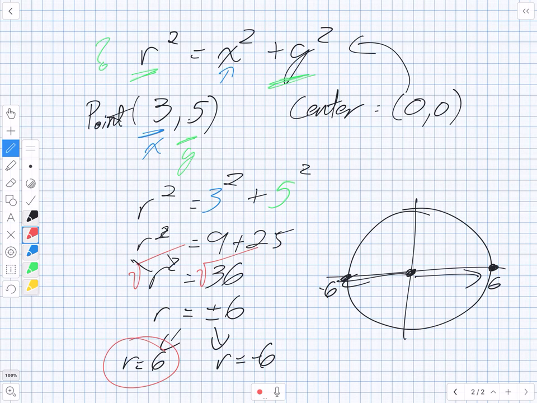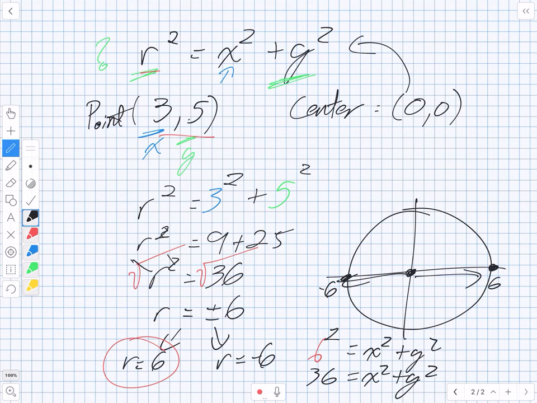Okay, so that's how you can take a point. Sorry, actually, I only found the radius. I still have to find the equation of a circle. So what would the equation of a circle be if it has this point here? Well, we have to plug 6 into r. So we have 6 squared is equal to x squared plus y squared, which gives you 36 is equal to x squared plus y squared.